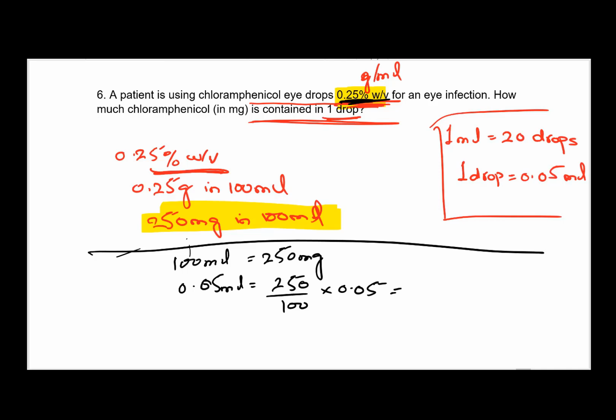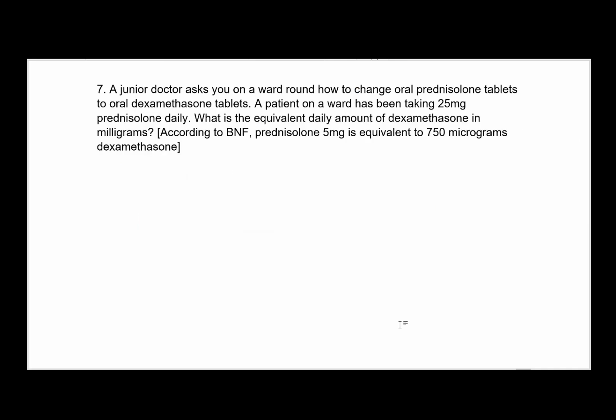Because I want to find out how many milligrams will be in one drop. And I know one drop is 0.05 milliliters. So in other words, I'm trying to find out how many milligrams will be in 0.05 milliliters, right? Which is one drop. Everybody understand that? So if 100 ml has 250 milligrams, 0.05 milliliters will have this. Milligrams. That's the answer.